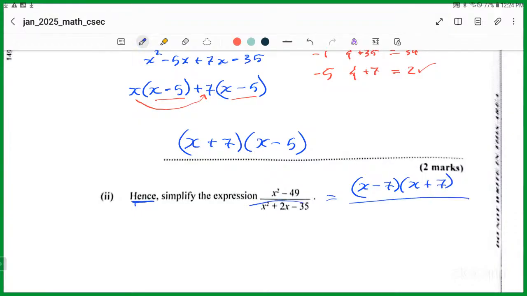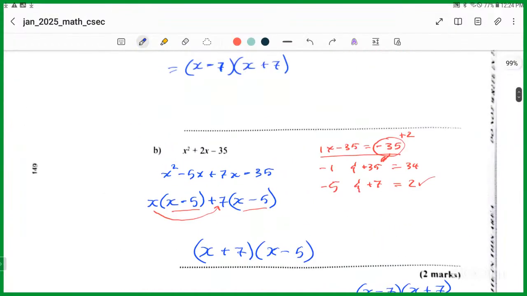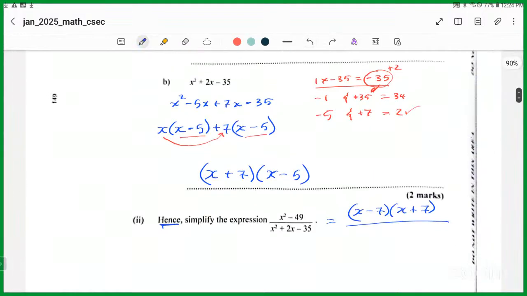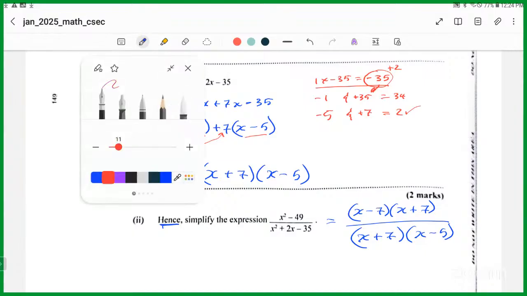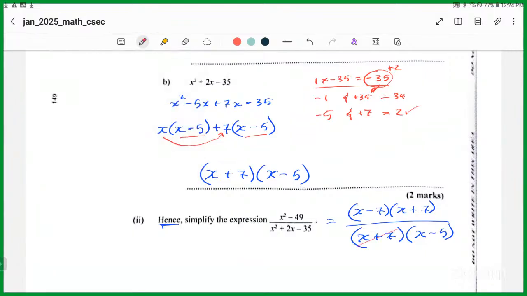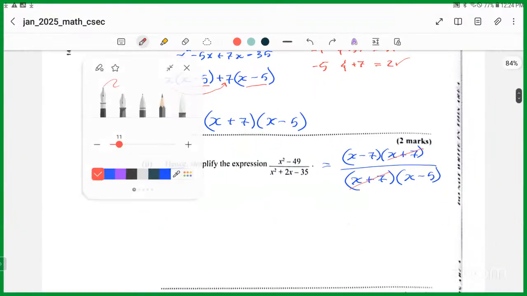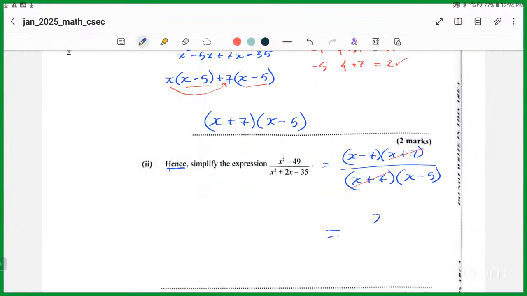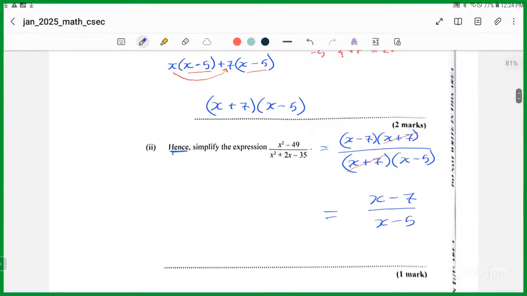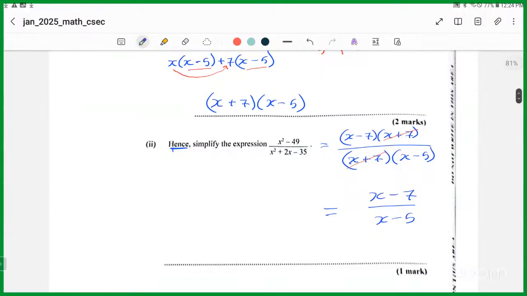over. And then this denominator now is what we just factorized here, which are these two factors, x plus 7, x minus 5. Then you see there's a common factor, x plus 7, on the numerator and the denominator. And so we'll be left with x minus 7 over x minus 5. So this reduces to x minus 7 over x minus 5. And that is your simplified form of that. Very good?